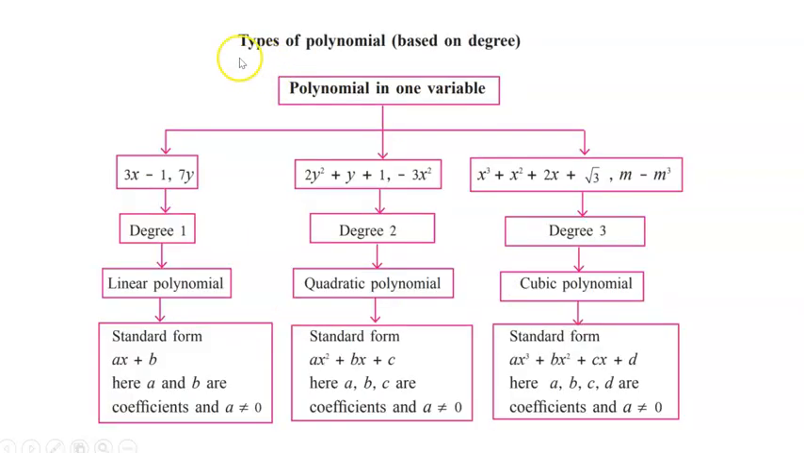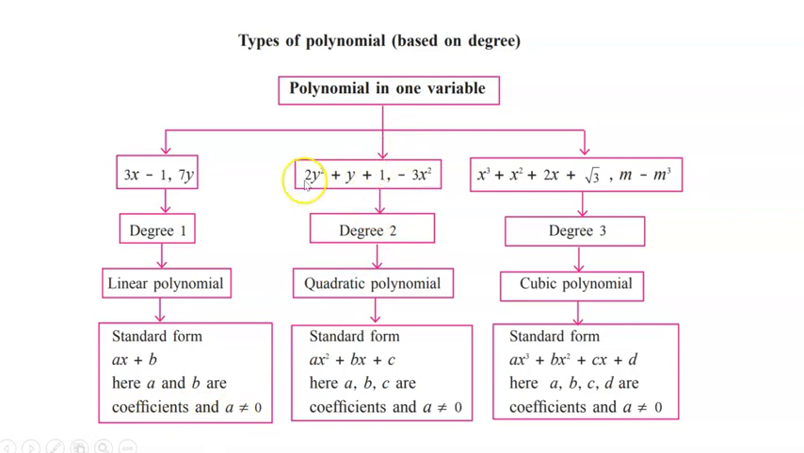Next, types of polynomial based on degree. First, polynomial in one variable. Now we'll see here 3x minus 1. This is one polynomial and the second polynomial is 7. Now the degree, the index of this x is 1. Therefore the degree of this polynomial is 1. It is also called the linear polynomial and the standard form of this polynomial is ax plus b. Here a and b are coefficients and a is not equal to 0.